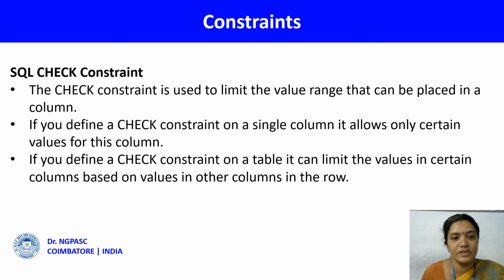The next type of constraint is the check constraint, which is used to limit the value range that can be placed in a column. I'll give you an example here. Suppose you are going to enter the marks of a student; marks cannot be less than 0 or greater than 100. So I can limit my column with the help of this check constraint. If you define a check constraint on a single column, it allows only certain values for that column. If you define a check constraint on a table, it can limit the values in certain columns based on the values in another columns of the rows.